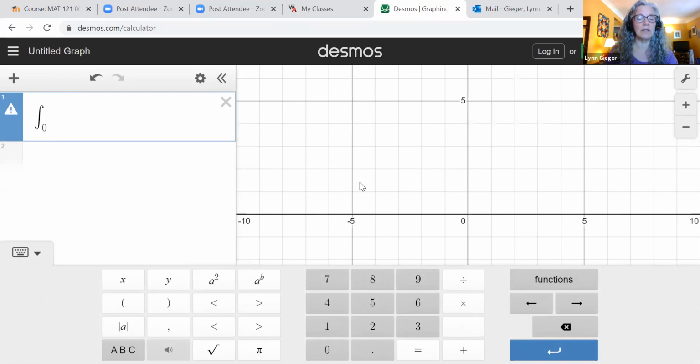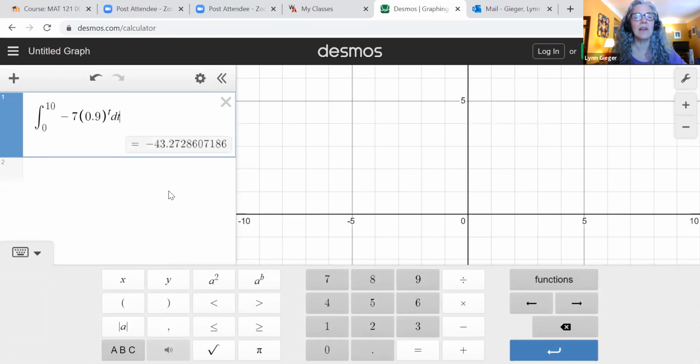We'll have our 0 to 10. Then you enter your function, which in this case is -7 times 0.9 to the t power, dt, and that tells us that the coffee dropped in temperature by about 43 degrees over that first 10 minutes. It lost a lot of temperature in that first 10 minutes. Now, that would be answering the first question.